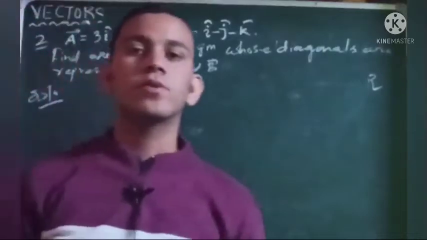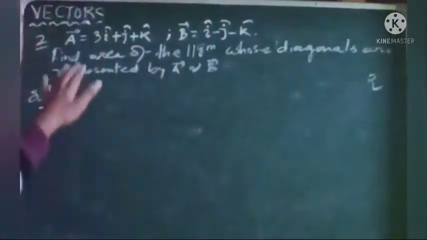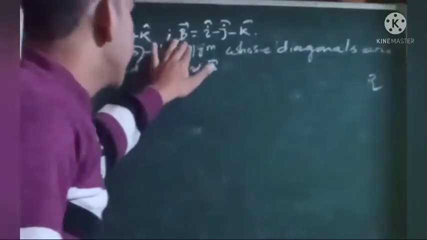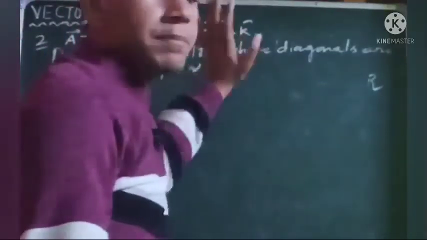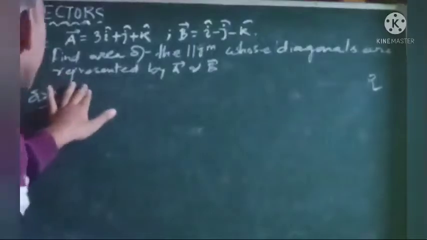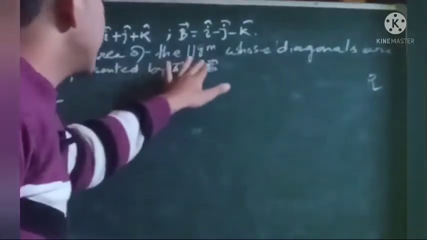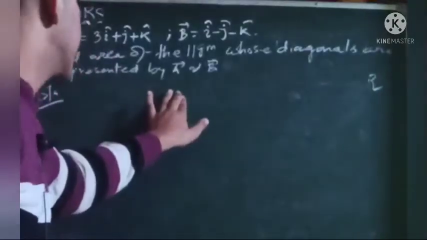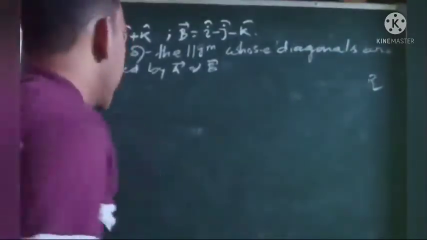Next we are going to solve question number 2. Here we are given a vector as 3 i cap plus j cap plus k cap and b vector as i cap minus j cap minus k cap. We are required to find the area of the parallelogram whose diagonals are represented by a vector and b vector. Let us first draw the parallelogram.